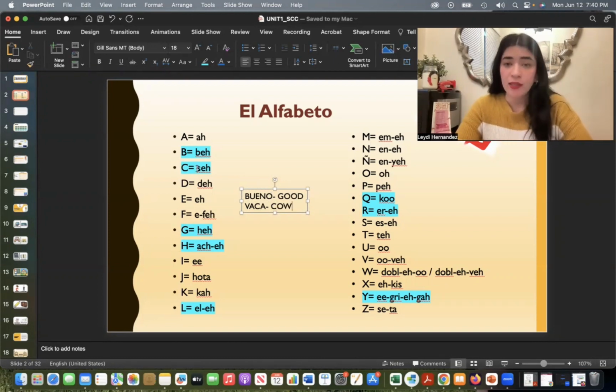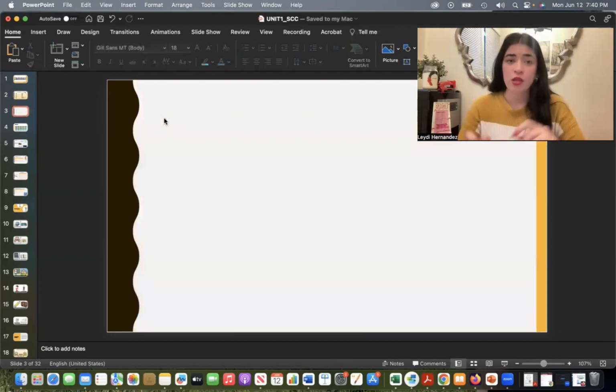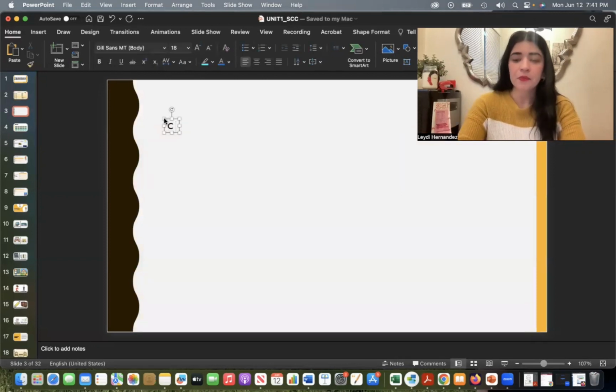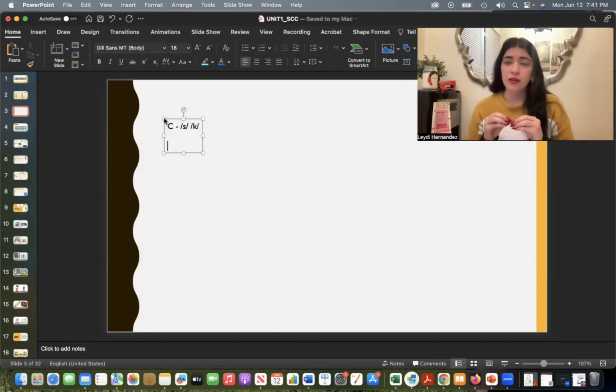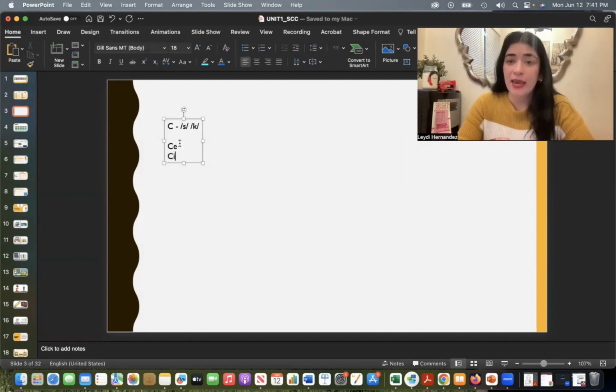Okay, now we go with the letter C. Now, C has two sounds, and it depends on the letter that follows this letter. It could be like the S or like K. Okay? So if the letter that follows C is a weak vowel, like E or I, so CE, CI, the pronunciation is like S.